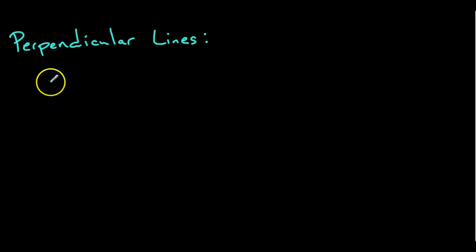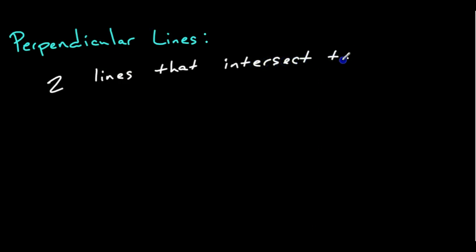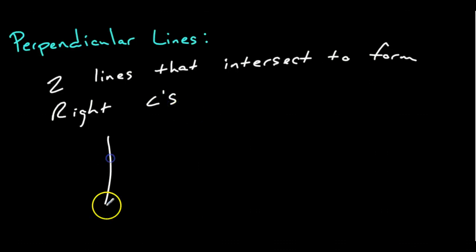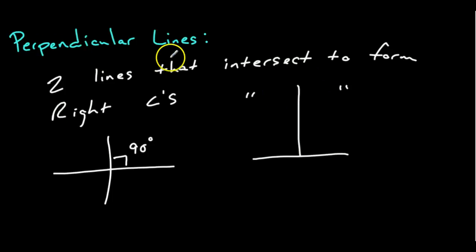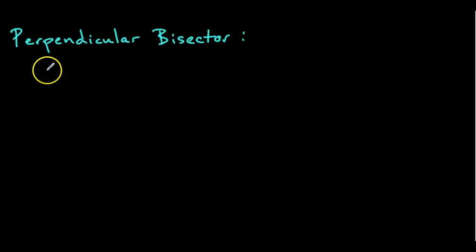All right, perpendicular lines. Perpendicular lines are two lines that intersect each other, so two lines that intersect to form right angles. I'm going to abbreviate angles like that. Two lines cross, and where they cross, they make 90-degree angles. We're going to use a symbol for it. The symbol looks like an upside-down T. Anytime you see it, you have perpendicular.